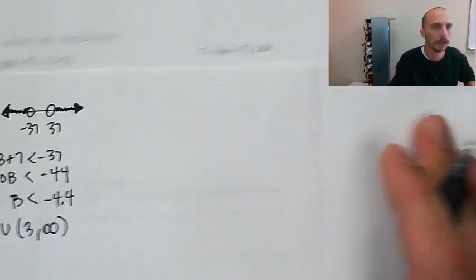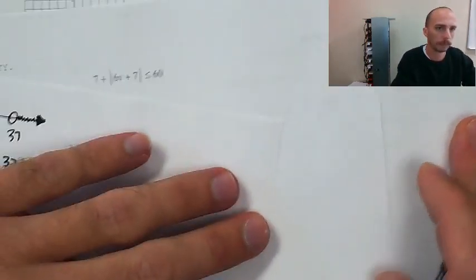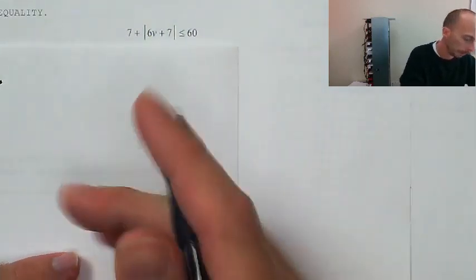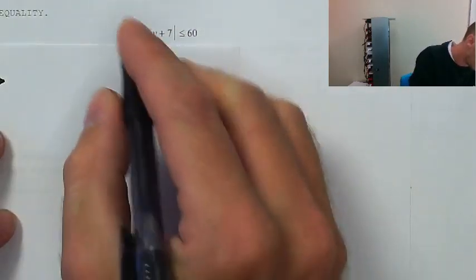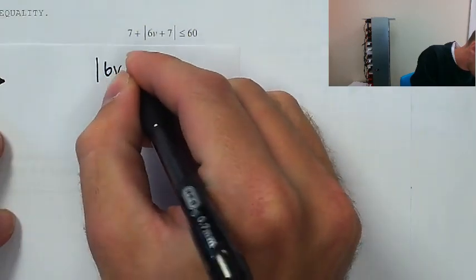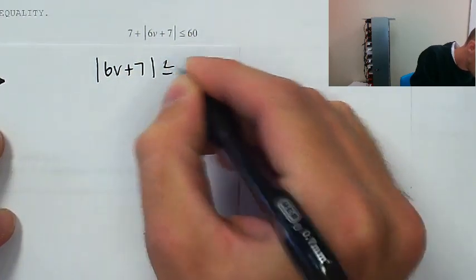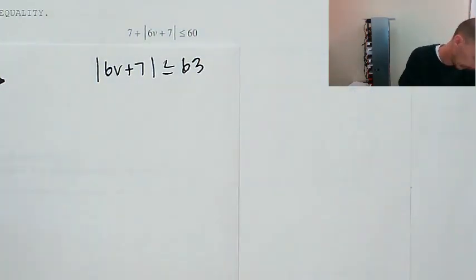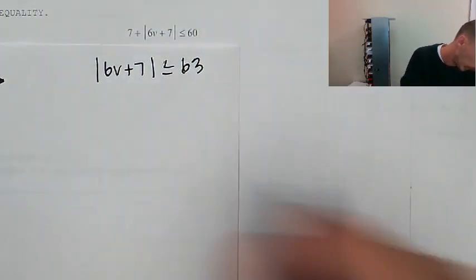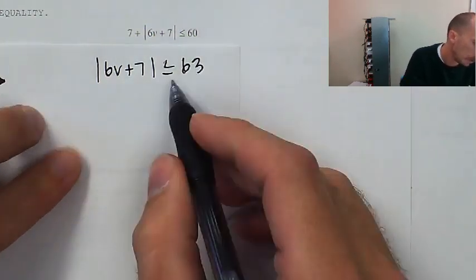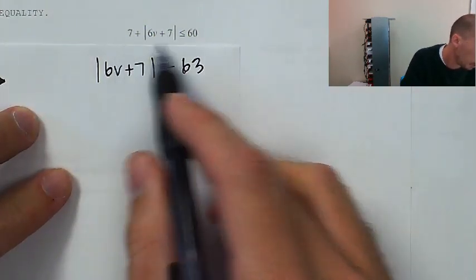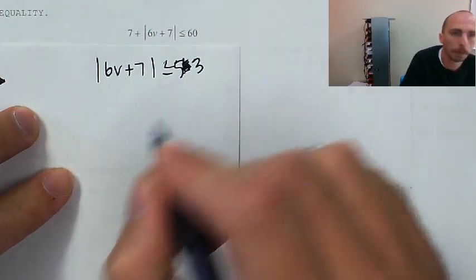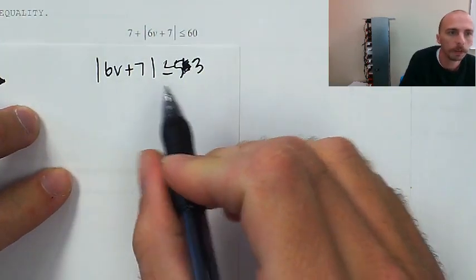Okay. For number 7. There we go. So I'm going to subtract 7 from both sides. So the absolute value of 6v plus 7 less than or equal to 63. And, right, just making sure. Nope, not 63. That's going to be 53. I was like, that doesn't look like it's going to work out quite right, like I expect it to.